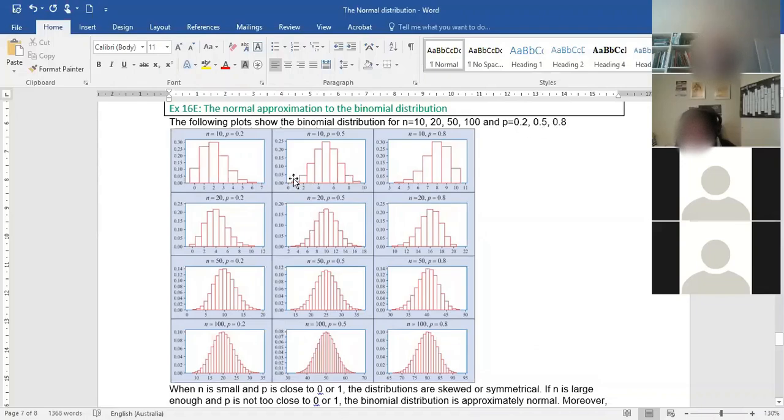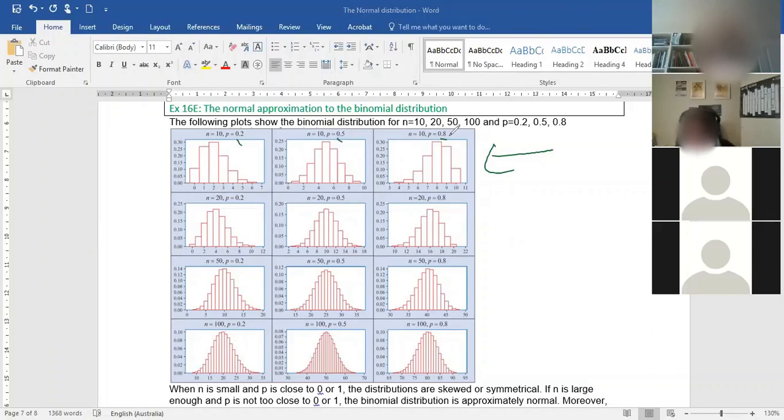Here we're using the normal approximation to the binomial distribution. You're not going to ever be asked to do these types of graphs. The following plots show the binomial distribution when you have n equal to 10, that's the first row, and then you have your p equal to 0.2, 0.5 and 0.8. And you can see what happens there.